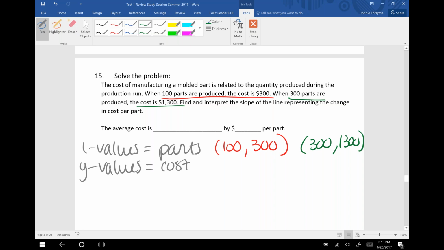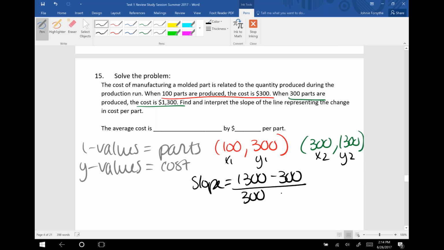And so now we're going to use these numbers to find the slope, and that's going to allow us to interpret how these values are changing, the rate that they're changing. So we're going to take the difference of the y values, so I'm going to just label these. We're going to say 1,300 minus 300 divided by 300 minus 100. So I'm going to have 1,000 divided by 200, which is going to equal 5.